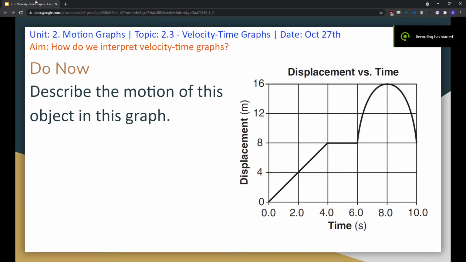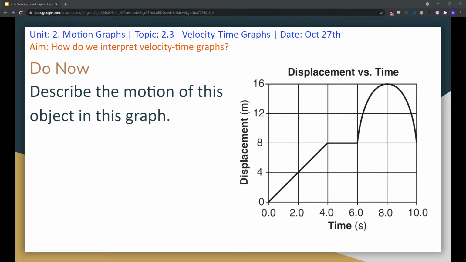This video is going to be on 2.3 velocity time graphs. It is going to look a little bit different from if you were in class, because I did change things to make it a little bit easier to understand. And this time I'm only going to focus on velocity time graphs for this lesson, other than the do now.